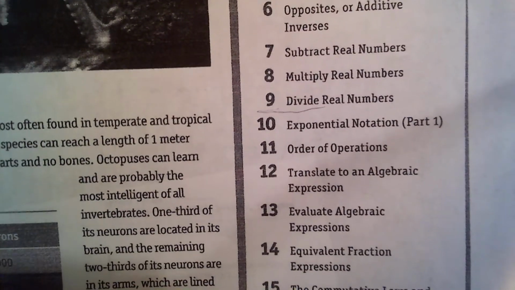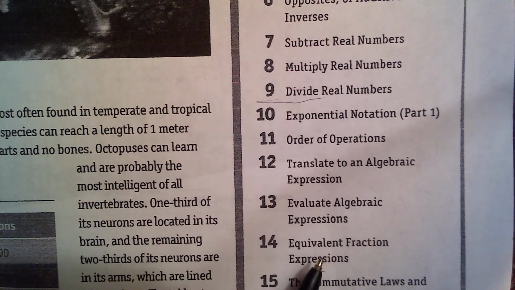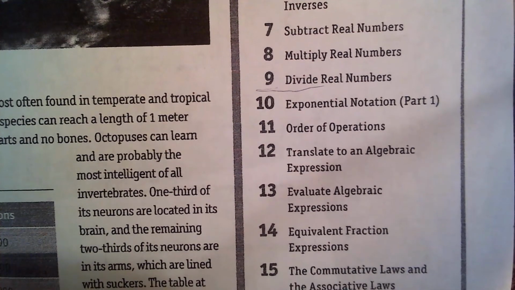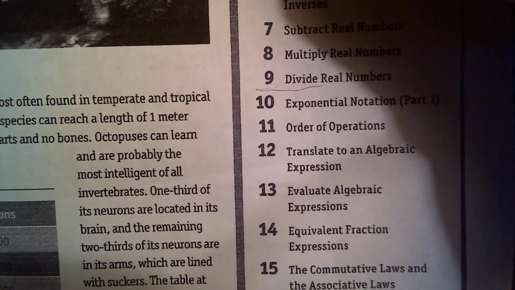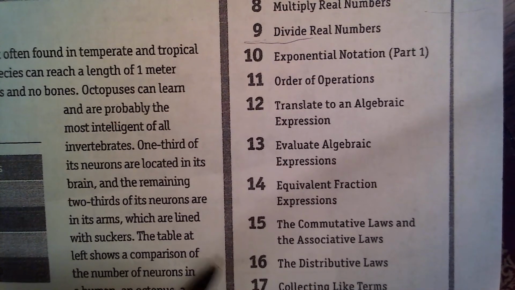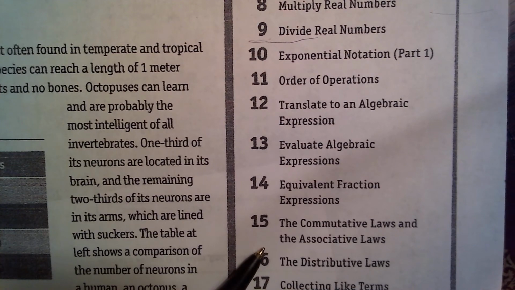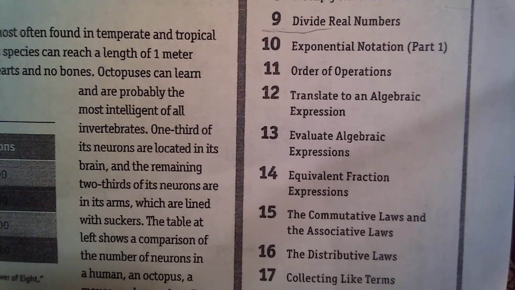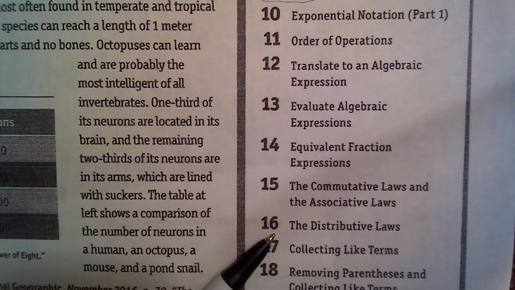Also, we evaluate algebraic expressions all the time. Number 13, that would be important to know. And then also equivalent fraction expressions. So that would be another important one, that you understand that fractions can be expressed in different ways and they're all equivalent. The commutative law and the associative laws, you're probably familiar with those. They're pretty intuitive. And now number 16, the distributive law, that is absolutely critical that you're familiar with that. You cannot do without it in the future here.